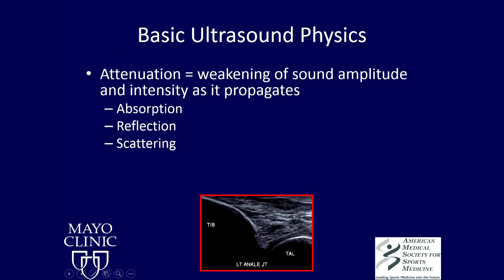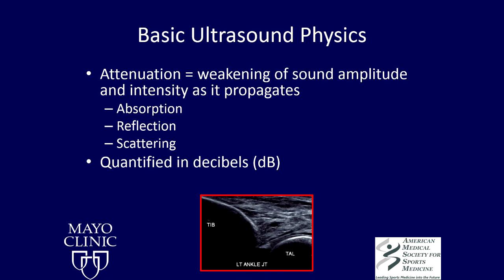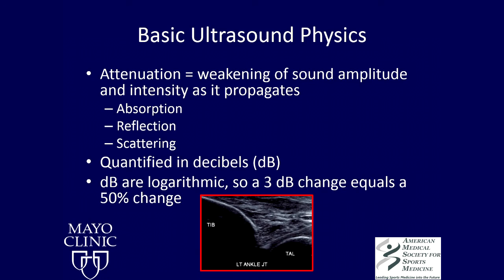Attenuation occurs because of the absorption, reflection, and scattering of sound waves as they go through tissues, and that weakens the sound. And this can be quantified in decibels, and since decibels are logarithmic, a 3 decibel change equals a 50% change in the strength of that sound wave.